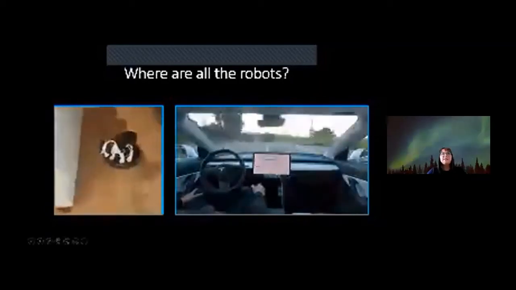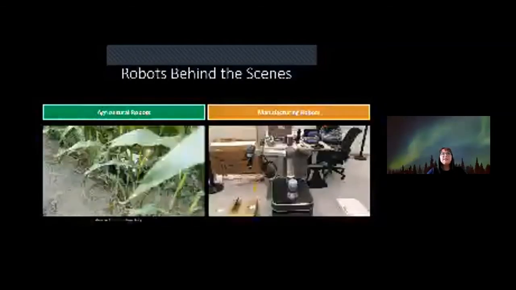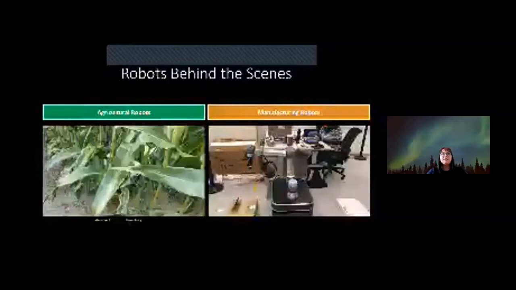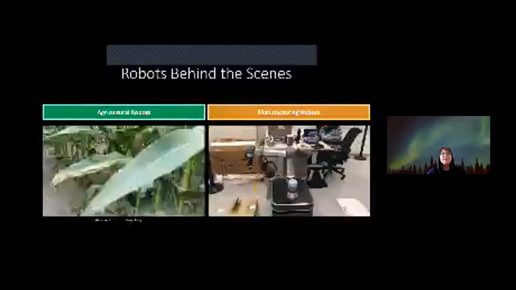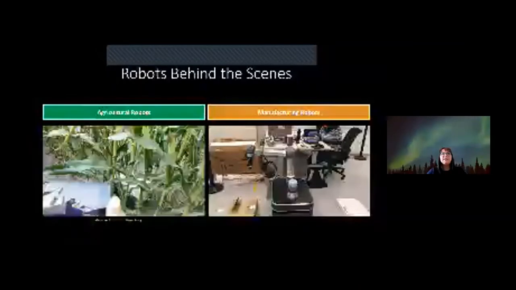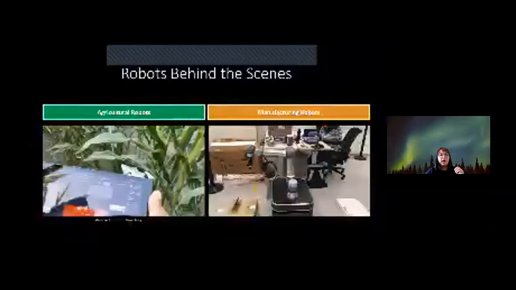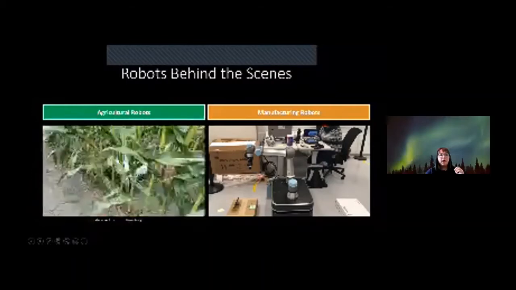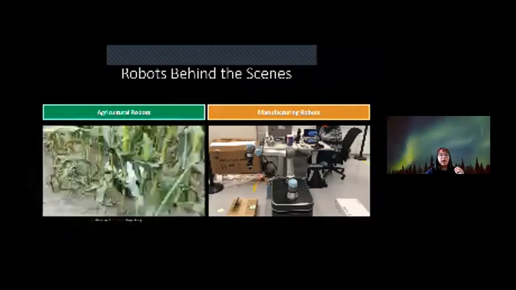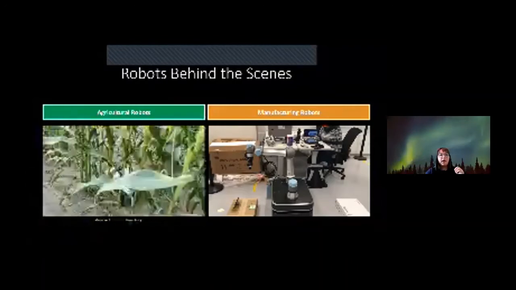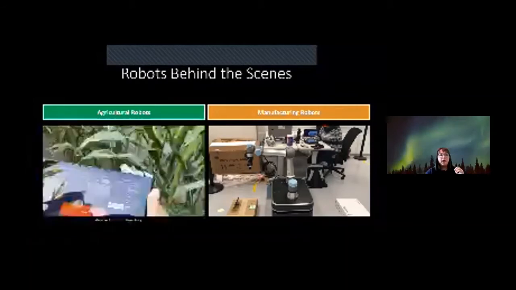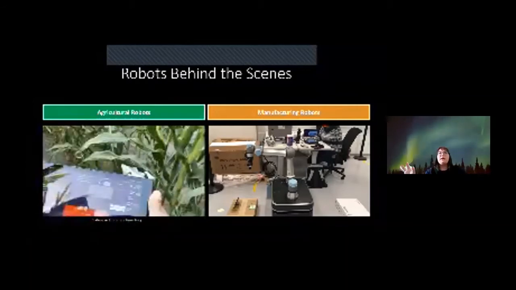Even if we don't physically see or interact with robots on a daily basis, there are lots of different robots working behind the scenes to make our lives easier. Here are two examples from my lab. The one that already played was an agricultural robot. Let's see if we can get this to play one more time. This is a robot that will go up and down corn rows, so it can collect data about how the plants are going and get more information than a human could due to its precise sensing and information processing. On the other side, we have these manufacturing robots.